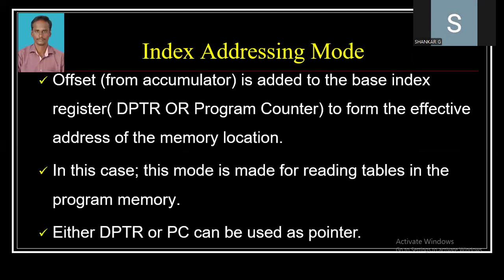Next, index addressing mode. The offset is added to the base index register, which may be the data pointer or program counter, to form the effective address of the memory location. This mode is made for reading tables in the program memory. The data pointer or program counter can be used as the pointer.